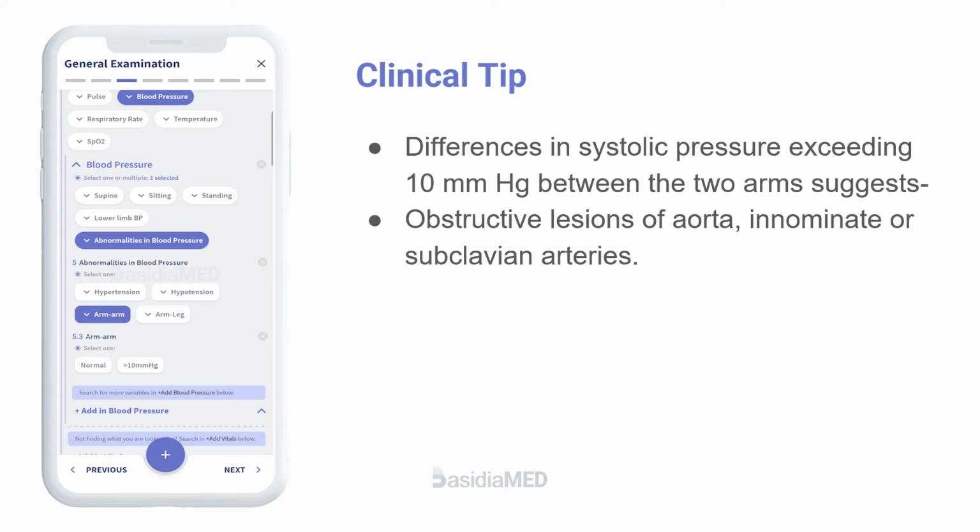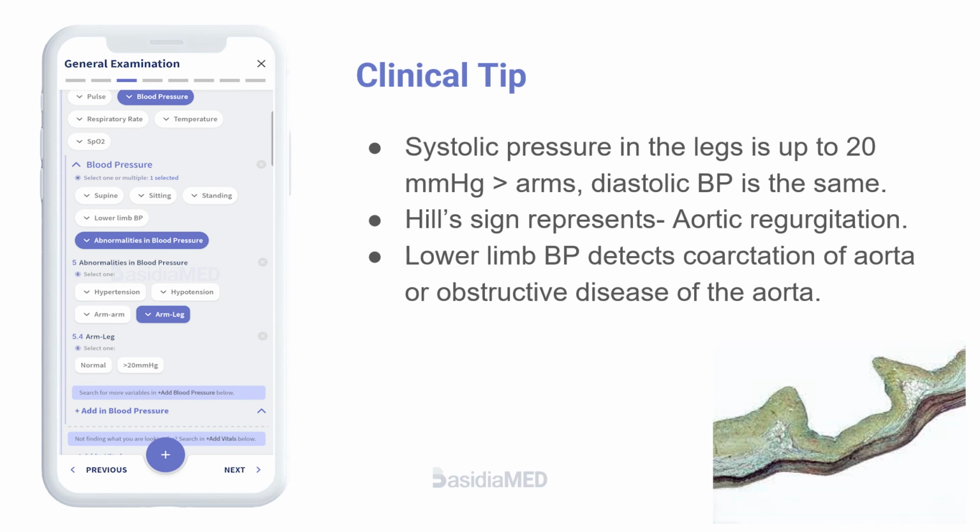Differences in systolic pressure, by 10 millimeters of mercury, between the two arms, when measured simultaneously, or in rapid sequence, suggest obstructive lesions of aorta, innominate, or subclavian arteries. Systolic pressure in the legs is up to 20 millimeters of mercury higher than in the arms. Diastolic BP is the same. If systolic pressure in the popliteal artery exceeds brachial artery by greater than 20 millimeters of mercury, called the Hill's sign, aortic regurgitation is suspected. Lower limb BP is useful in detecting coarctation and obstructive disease of aorta.